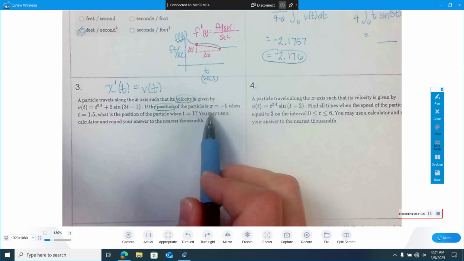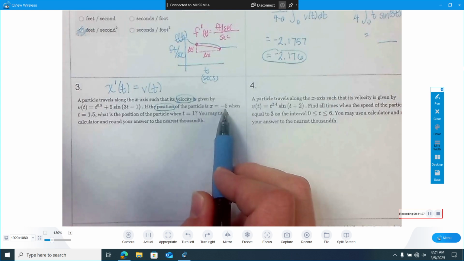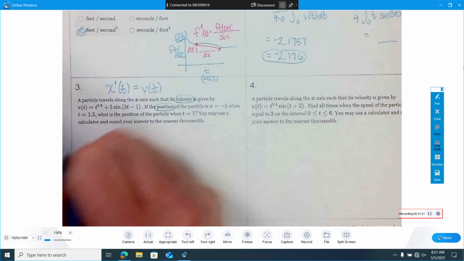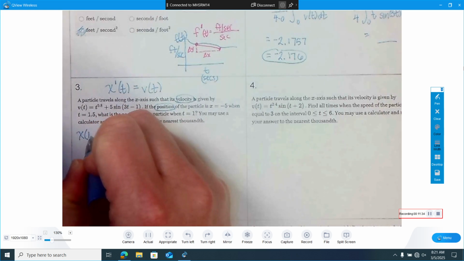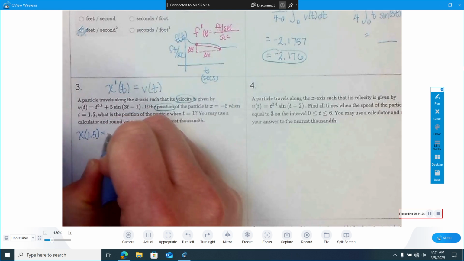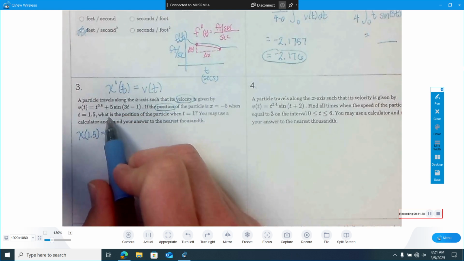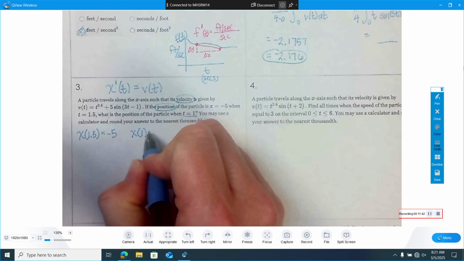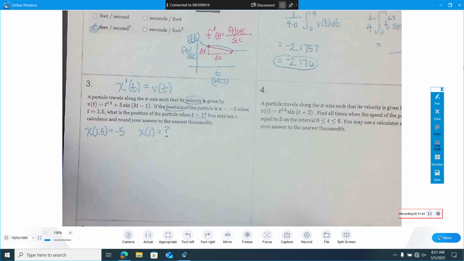It says the position of the particle is x equals -5 when t equals 1.5. Well, they're giving us some interesting information there. They're saying that x at 1.5 equals -5. What is the position of the particle when t equals 1? So it wants to know x at 1, and that's what we're trying to figure out here.